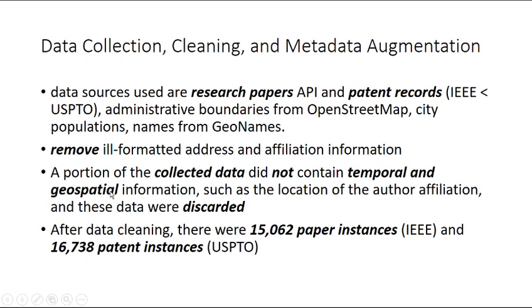And we collect a portion of data that did not contain temporal and geospatial information, like if the author wrote a paper in Kansas City, we also collected a paper from Missouri or Topeka or Manhattan, like that. So we collect the data from Missouri, Manhattan, all these places from the OpenStreetMap API and from GeoNames. And after cleaning the data, there were 15,602 IEEE paper instances and 16,000 US patent instances.